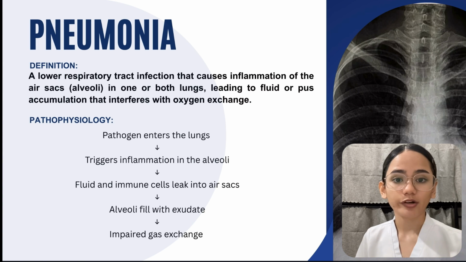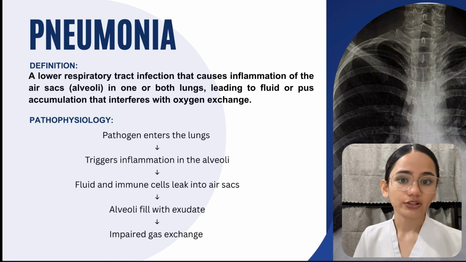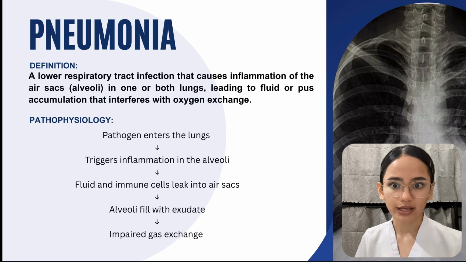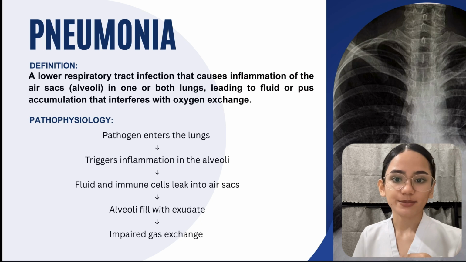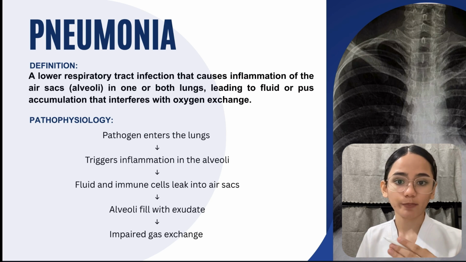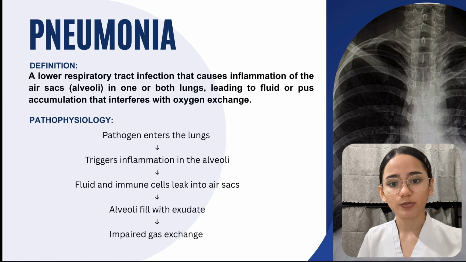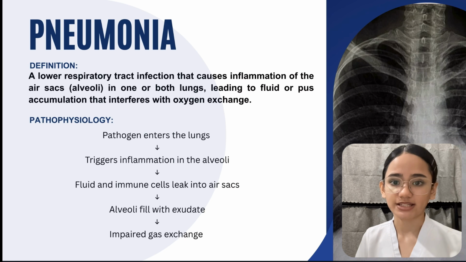Pneumonia is a lower respiratory tract infection, meaning it affects the lungs, not the upper airways like the throat or bronchi. So it causes inflammation of the alveoli or air sacs in one or both lungs. When these air sacs become swollen and filled with fluid or pus, oxygen can't pass into the blood properly. And that is why patients often experience shortness of breath, cough, and fatigue. Their bodies aren't getting enough oxygen.